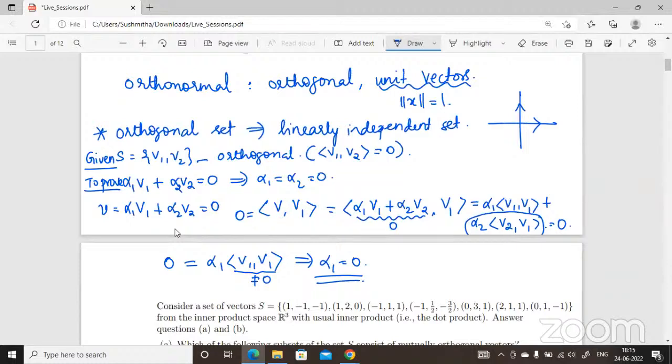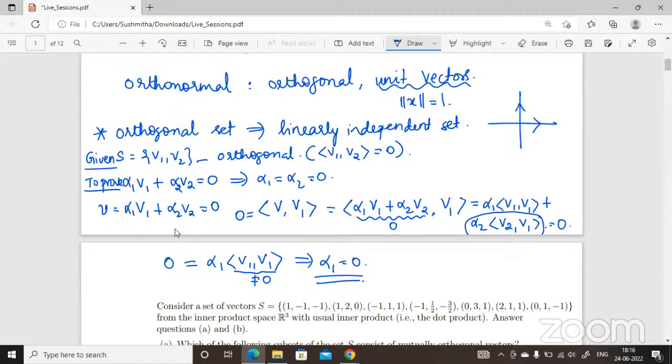Ma'am, can you explain again? Okay. So I'm given an orthogonal set, and I want to prove that the set is linearly independent. Instead of taking v1, v2, up to vn, I'm just taking two vectors, v1 and v2. I'm assuming that the set is orthogonal, which means the inner product of v1 with v2 is equal to 0. I want to prove that the set is linearly independent. What should I do for that?